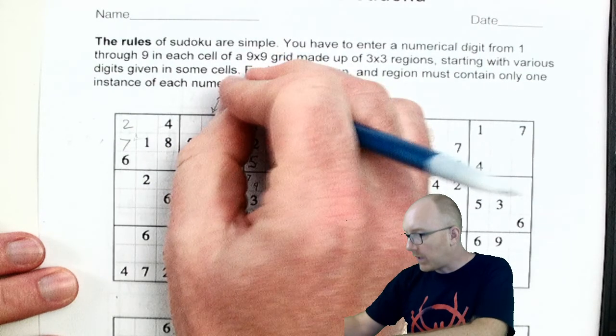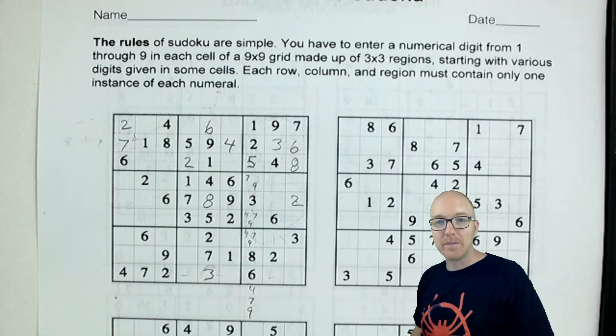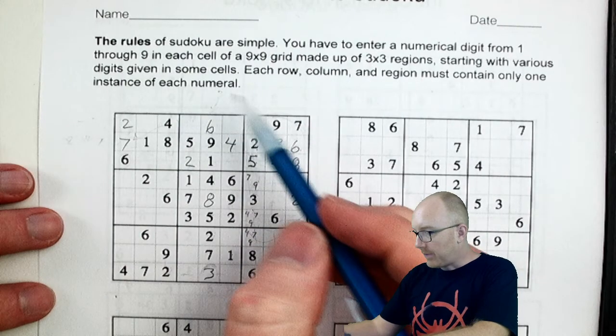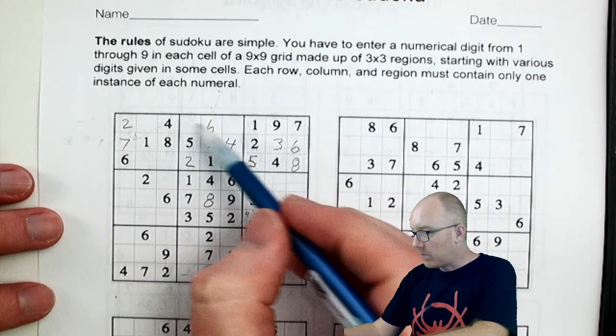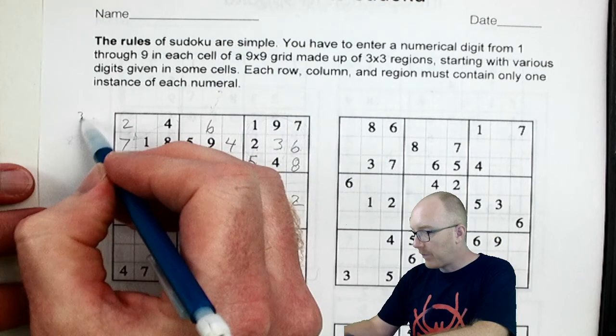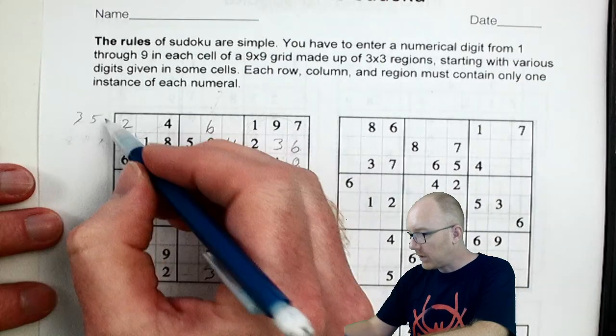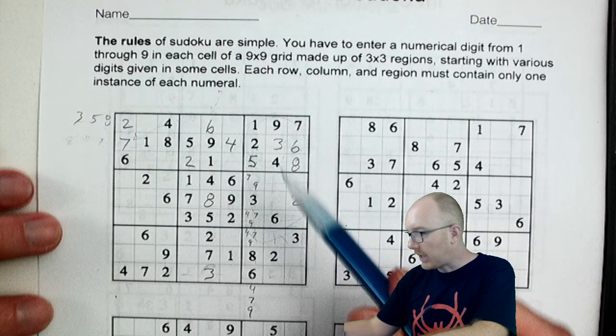By the way, these notes on the side, I usually erase them because it gets a little messy after a while. So what else we got? In this row we have 3 that are missing. 1, 2, we need a 3, 4, 5, 6, 7, 8. We have 3, a 5, and an 8.